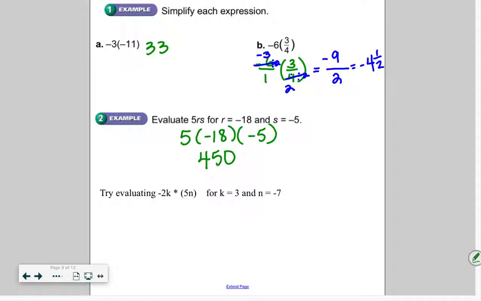Try evaluating negative 2k times 5 times n, for k is 3 and n is negative 7. So again, when I replace k with a 3, make sure I use parentheses. In the next parentheses, we have 5 times n, or 5 times negative 7. What's the first thing we should do in the order of operations? Inside parentheses. So what is 5 times negative 7? Negative 35.